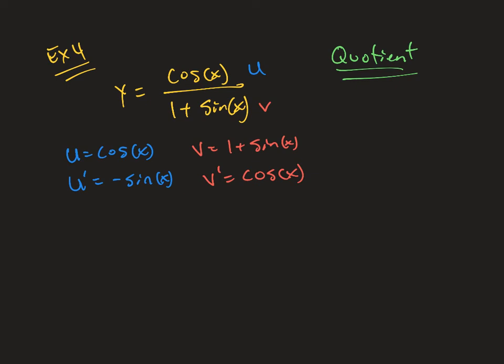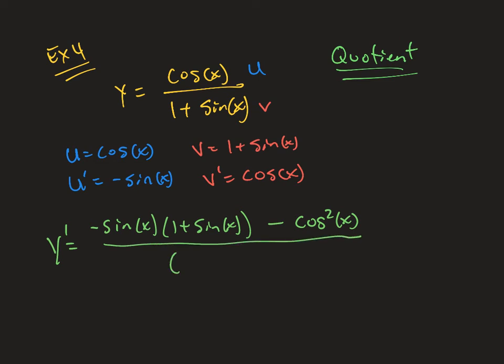And then we have to write all this out in the quotient rule. So y prime is going to be, remember, quotient starts with v. So we're going to put 1 plus sine of x times u prime, which is negative sine of x. I'm just going to write the negative sine of x in front, but this is v times u prime. Minus u times v prime. So cosine of x times cosine of x, which is cosine squared of x, divided by v squared. So 1 plus sine of x, quantity squared.